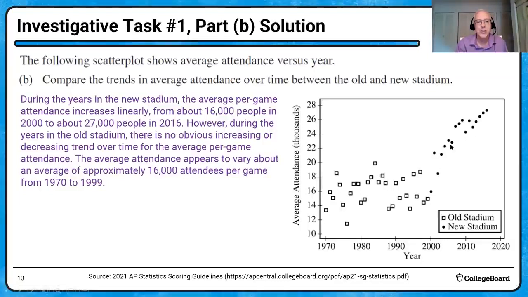However, during the years in the old stadium, it looks roughly constant. There's no obvious increasing or decreasing trend over time for the average per game attendance. The average attendance appears to vary about an average of approximately 16,000 attendees. So it varies around that kind of central value from 1970 through to 1999. I'm picturing with my hand, it looks like the trend is flat, whereas for the other one, the trend is obviously upwards.